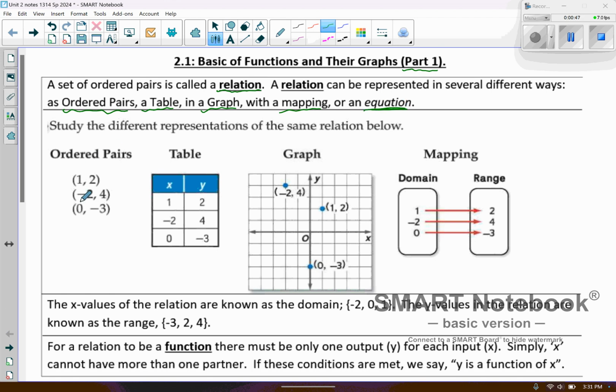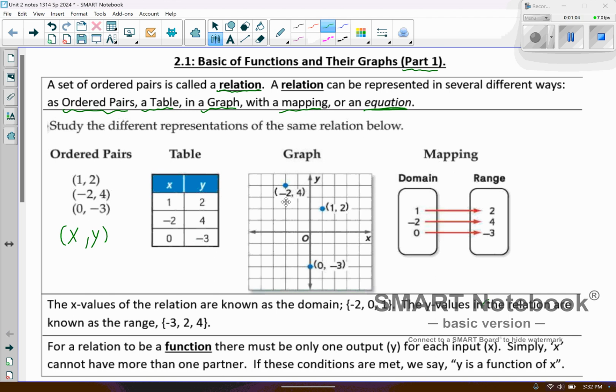So right here we have our ordered pairs, where we basically just list your x value and then your y value. Or we could just make a table instead. A lot of times students like to do that. It's a little bit easier. And then here is a graphical representation of these points.